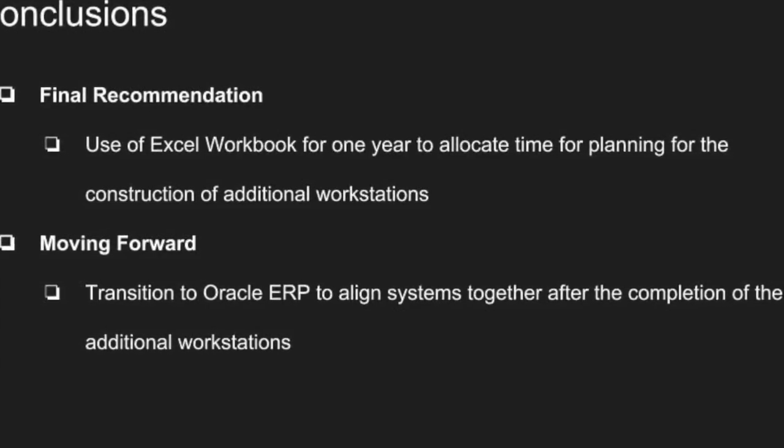Moving forward, Supplier A could transition to the Oracle ERP system so that they could align their systems together after the completion of their additional workstations. Currently, Supplier A uses Oracle to receive and enter work orders. After they implement the Oracle job scheduling module, it would be the best and ideal situation for them to have one system of Oracle instead of the Excel workbook that I created for them. This will create a uniform system which would create continuity and ultimately reduce confusion on the shop floor.